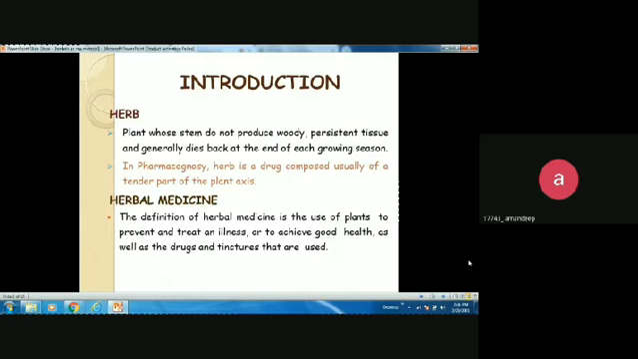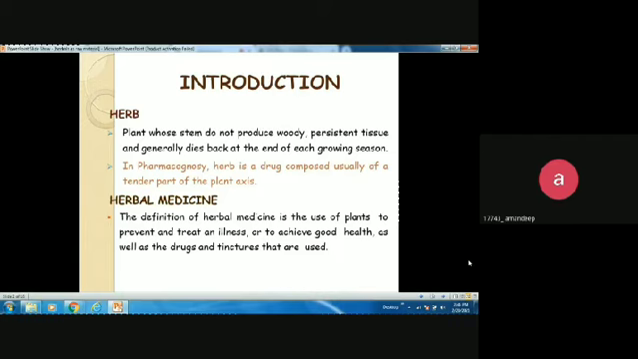Introduction. Herb. Plant whose stem do not produce woody, persistent tissue and generally dies back at the end of each growing season. In pharmacognosy, herb is a drug composed usually of a tender part of the plant axis.